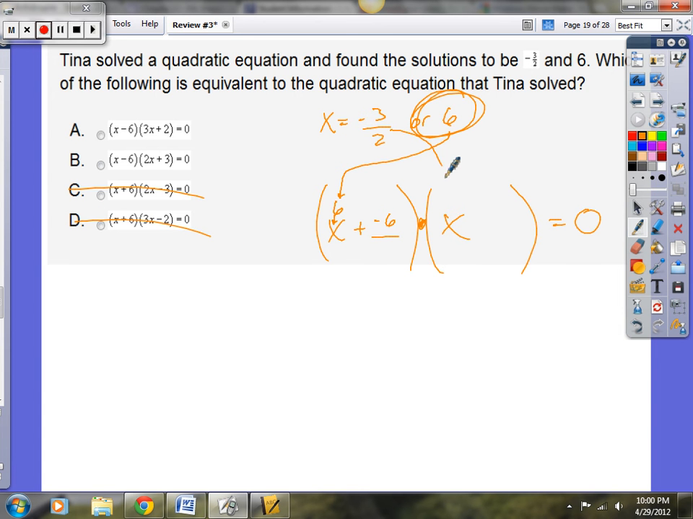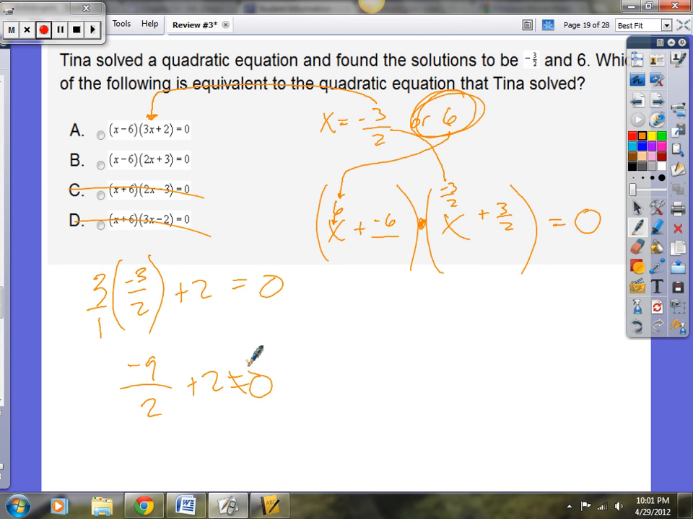And the other one, X is negative 3 halves. If I plug in a negative 3 halves right there, negative 3 halves plus 3 halves is 0. But that's not A or B. So here's what I'm going to do. Use your street smarts. You can sub this in to A or B and see which one gives you a 0. So A says 3 times whatever you sub in. I'm going to sub in a negative 3 halves, and then I'm going to add 2. And that should be 0. Make this a fraction. Times your tops, that's negative 9. Times your bottoms, 2. Negative 9 divided by 2 plus 2 is not 0. So I'm pretty sure it's B.